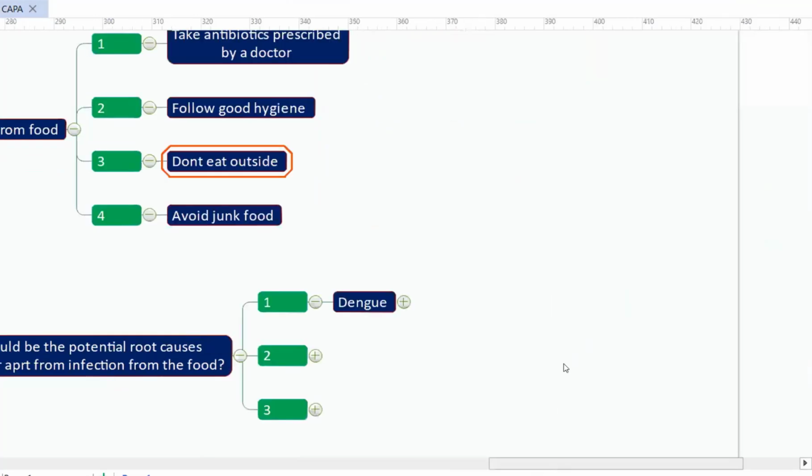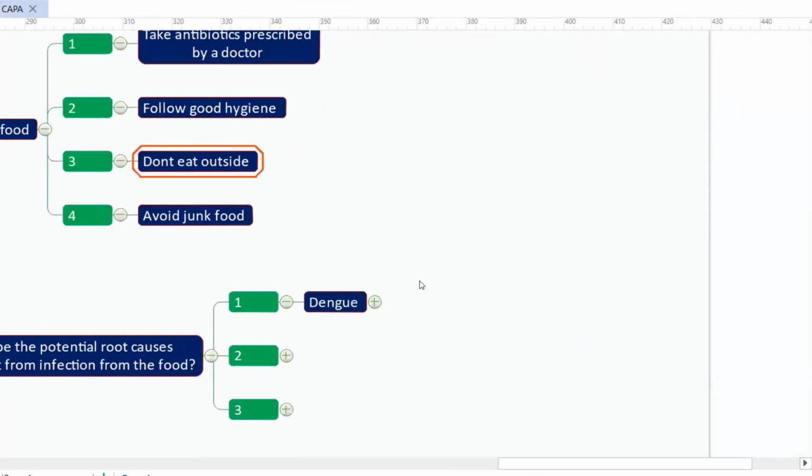Okay, in case you have dengue, you are going to have the fever. So do you follow good cleaning processes? What are your hygienic systems? What water do you drink? Do you use mosquito repellent? Do you clean the water bodies surrounding your living areas? Now, all these are going to help you avoid dengue. So this is called the preventive action.